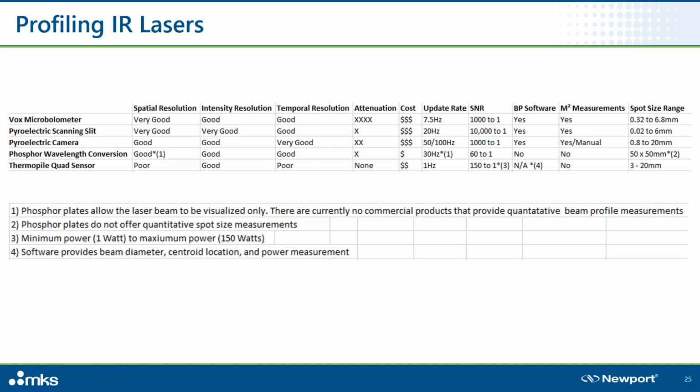The thermopile quad sensor, being primarily a power sensor or intensity sensor, has relatively poor spatial resolution, but fairly good intensity resolution, and no attenuation is required. Approximately 1 hertz update rate, and the signal-to-noise ratio is very difficult to obtain. It really depends on a lot of variables, including the intensity of the beam and the size of the beam.